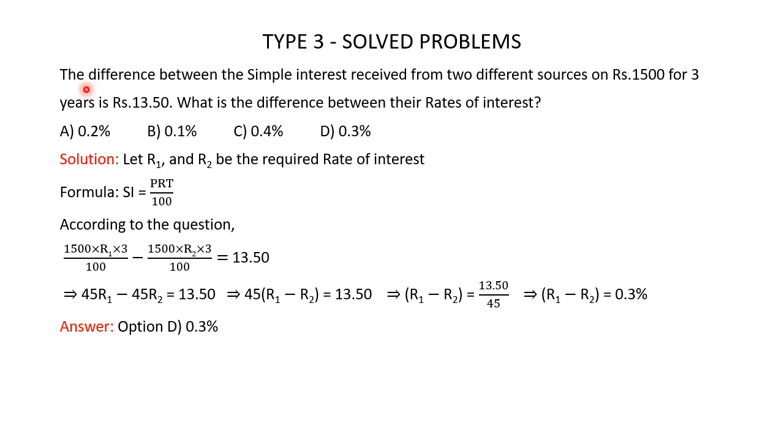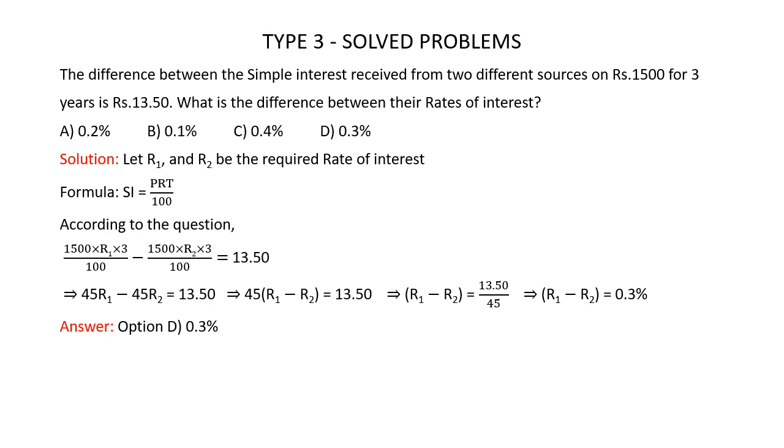The difference between the simple interest received from two different sources on rupees 1,500 for 3 years is rupees 13.50. What is the difference between their rates of interest? Here you are given 4 options and you have to find out which of these options is the correct one. So here in this question, the difference between the simple interest from two different sources is given.